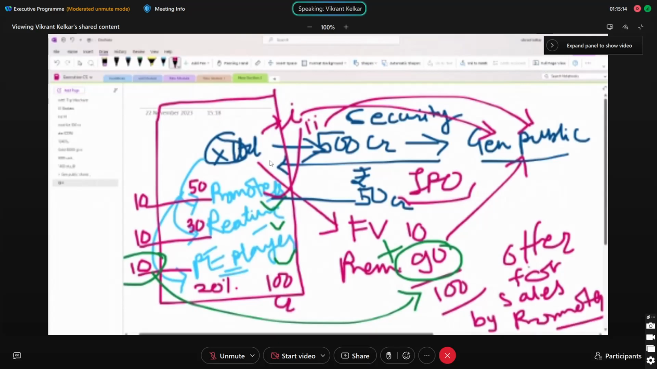Are you getting the point? Offer for sale is normally made by whom? Promoters. Existing holders. So who are the existing holders who are going to gain from this kind of transaction? They are the promoters, relatives, and the PE investors. Have you got the point?